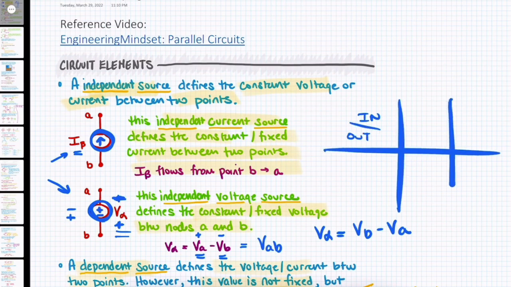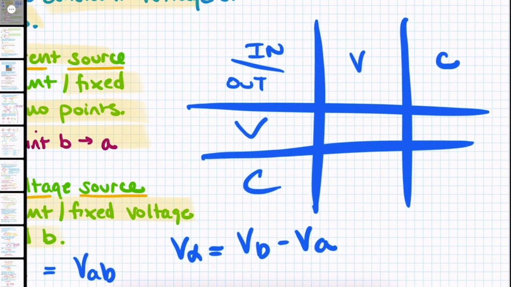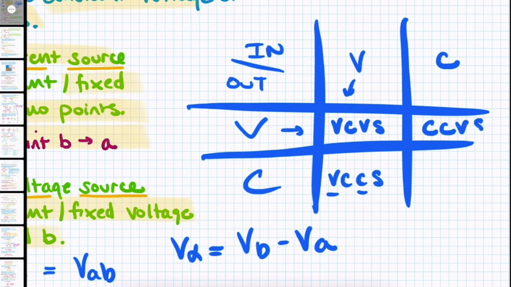All right, so we have voltage in or current in, and we have voltage out or current out. And so we have a voltage controlled voltage source. Okay, voltage in, voltage out. Then we have a voltage controlled current source because it's the voltage that controls it and the current that goes out. Then we have current controlled voltage source and current controlled current source. So those are what those terms refer to.